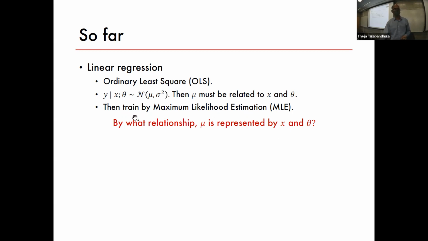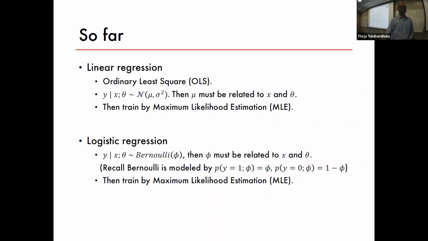And if you recall, mu is represented as a function of x and theta by what? Mu is equal to x transpose theta. That's how we interpreted it when we gave this probabilistic motivation for linear regression. Logistic regression has the following interpretation: y given x and theta is Bernoulli distributed.